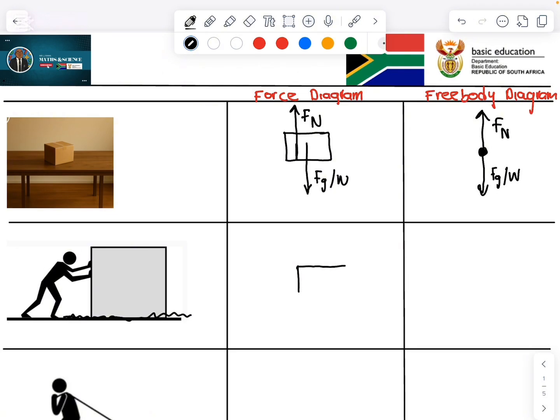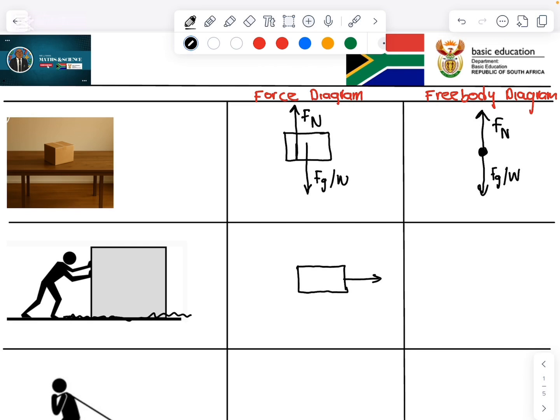Again, I'm going to draw the box. To simplify things, I just draw it in 2D. Then we have an applied force. I hope you can see this person is pushing this box to the right. So we have an applied force, and here is the applied force.